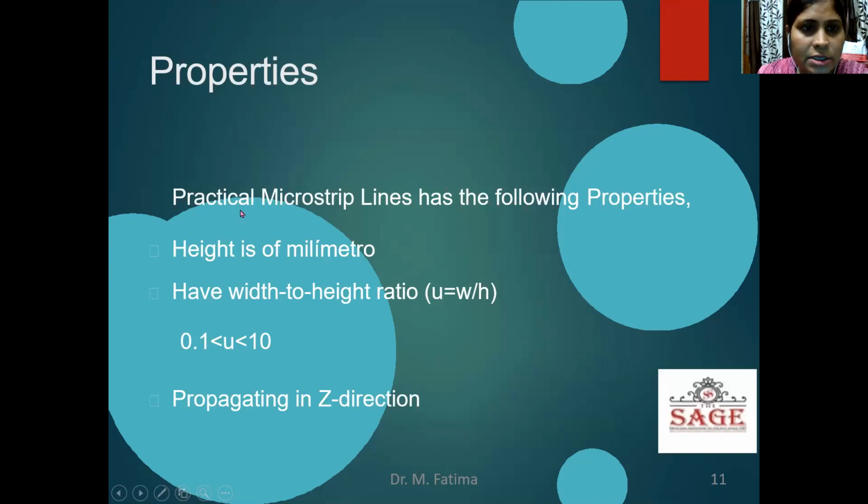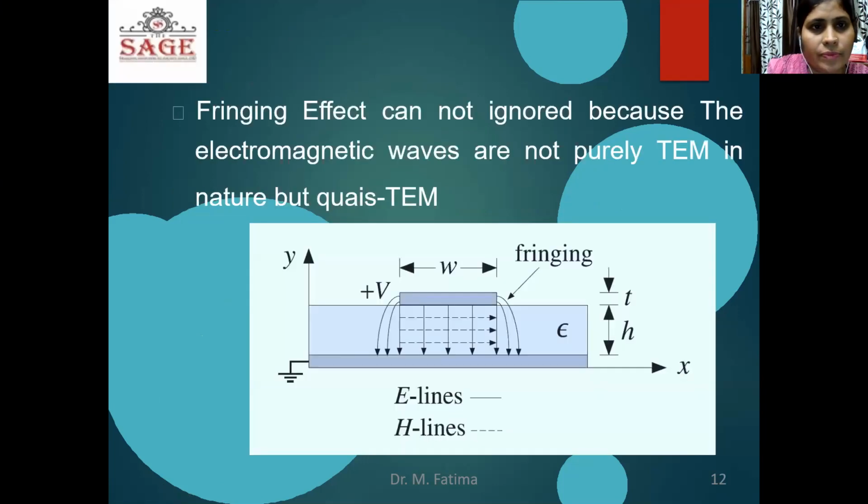The properties, practical microstrip lines has the following properties. Height is of millimeter and having the width to height ratio between 0.1 to 10, that is very less. So this is denoted by U. U is equal to width upon height of the microstrip or inner conductor. The propagation is in Z direction.